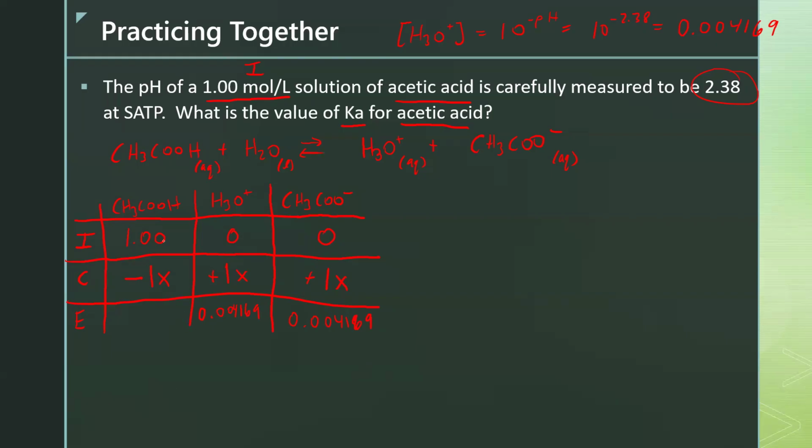The real question is, though, how do we finish this last one? Well, it's the exact same thing. We just need to take our initial of 1 and then minus that 1x. So minus 0.004169. I'm just doing this with my calculator in person here. Anyway, what I got was 0.995831. That's going to be my equilibrium concentration of CH3COOH.